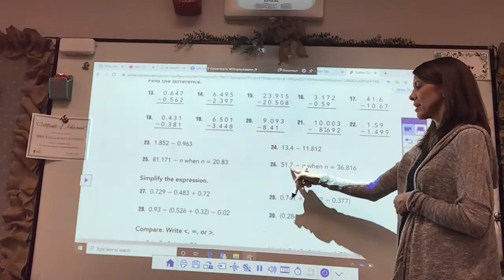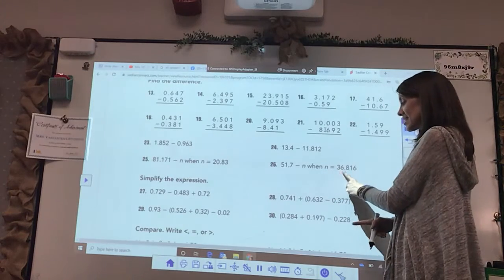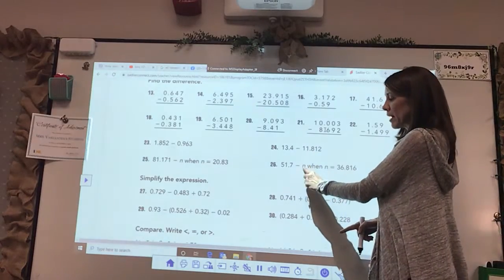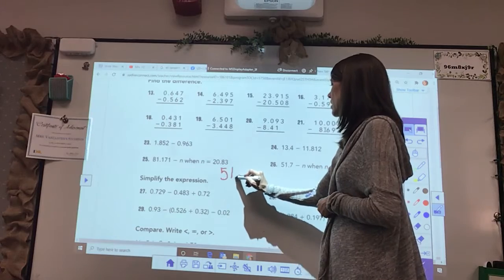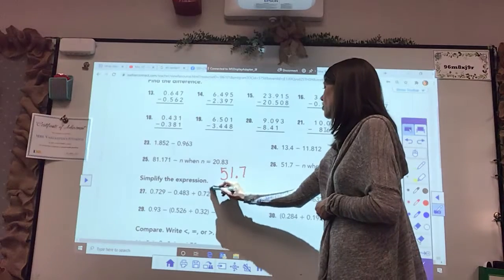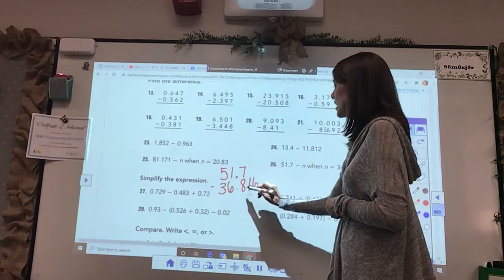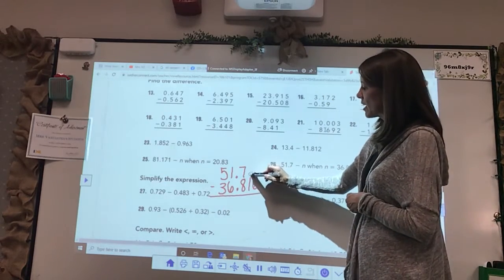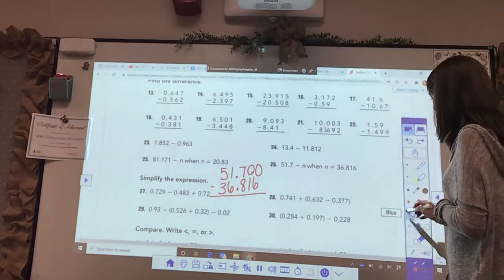All right, so how about this? 51 and 7/10 minus n, when n equals 36 and 816 thousandths. So we're going to take what n equals and we're going to actually drop it right into where that n is. So we have 51 and 7/10 minus n, so minus 36 and 816. Remember, go ahead and add those zeros there. It just keeps everything neat and lined up, and it makes for less mistakes.